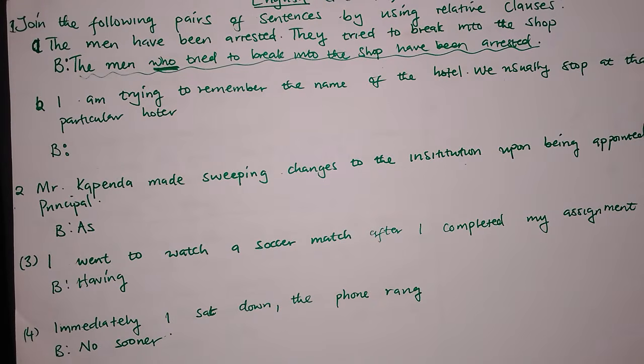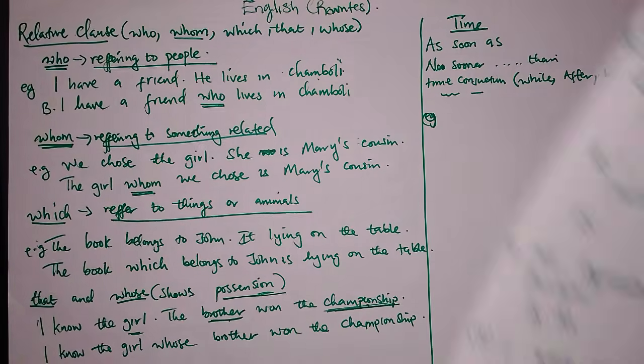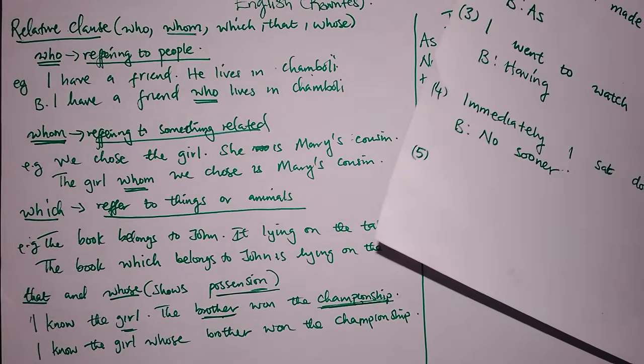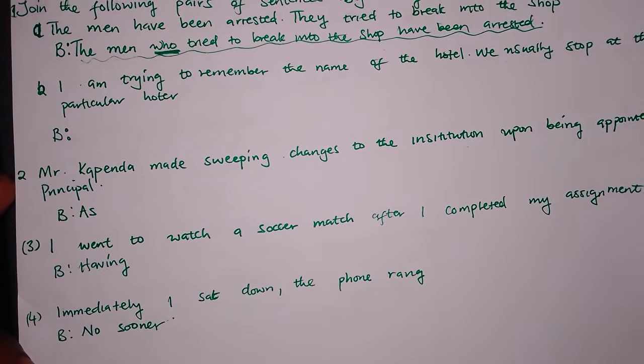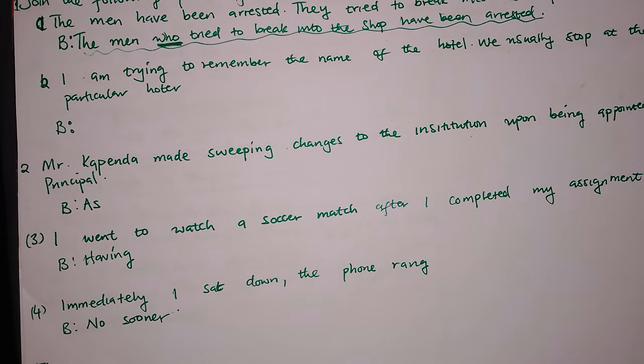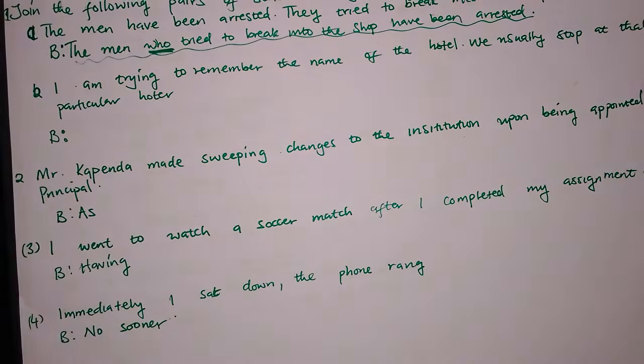Then the next one is, I'm trying to remember the name of the hotel. Full stop. We usually stop at that particular hotel. Whenever we are talking about the hotel, remember, the hotel is a thing, not people. So whenever you are talking about things, what should come into your mind? Which. The hotel is a thing, so the relative clause we are going to use here is which. So here you can say, I'm trying to remember the name of the hotel which we usually stop at.